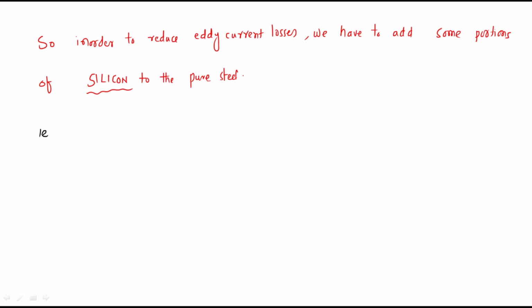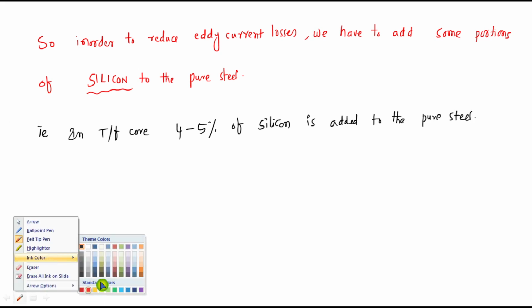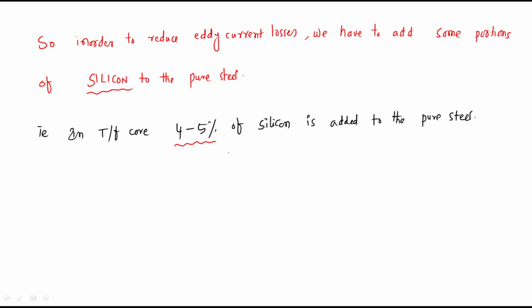That is, in transformer core 4 to 5% of silicon is added to the pure steel. What is the value? 4 to 5% of silicon is added to the pure steel.